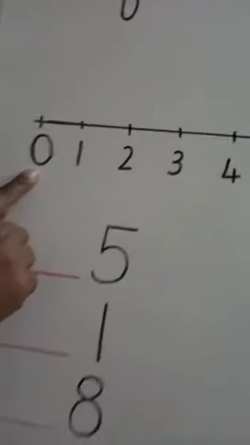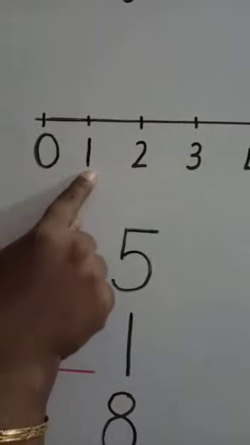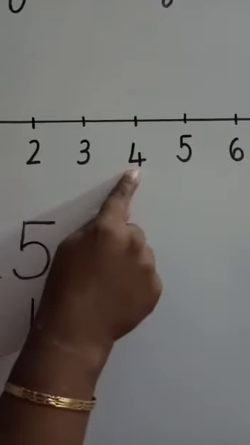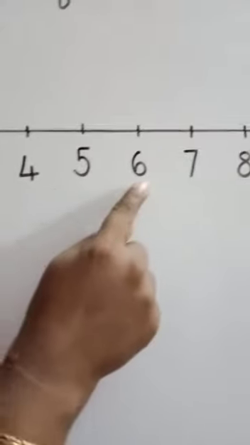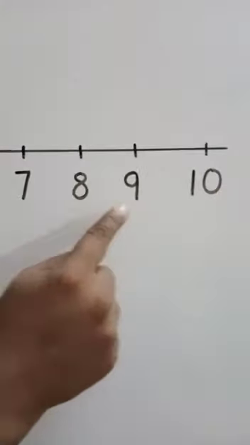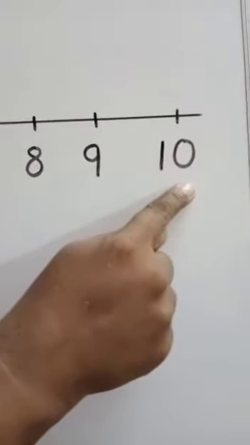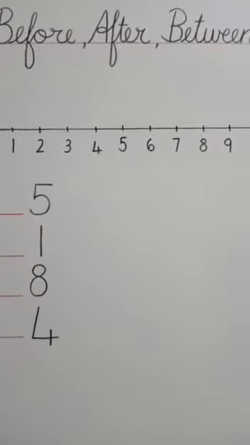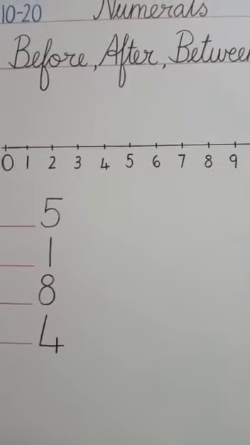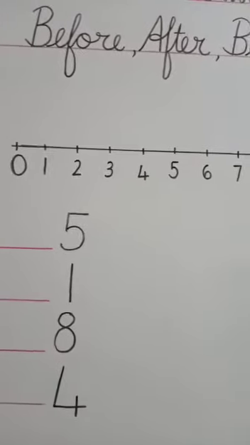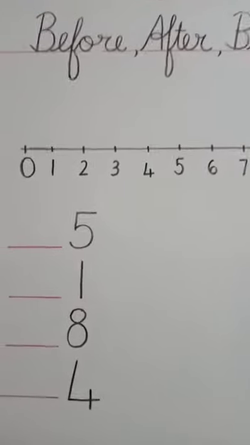Let's begin. 0, 1, 2, 3, 4, 5, 6, 7, 8, 9 and 10. So this is our number line which is having 10 numbers written on it. Okay. Now first we will see the concept of before numbers. Okay, children. So let's see what is before numbers.